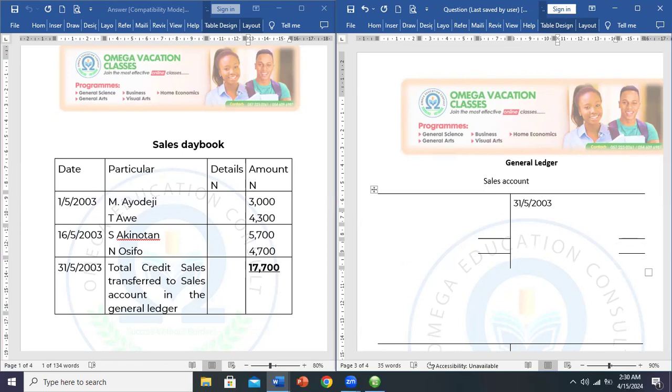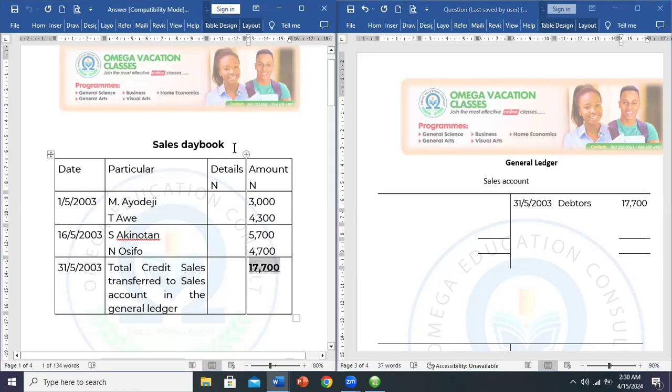The narration we are going to put there will be debtors, right? Because you sell on credit to your debtors, 17,700. So in terms of making you appreciate what I've just done, we made entries in our sales daybook. And the sales daybook, as we all know, records only credit sales. And whenever a business sells on credit to customers, these customers become debtors. So in this scenario, we sold goods on credit to these persons. So all these people are debtors.